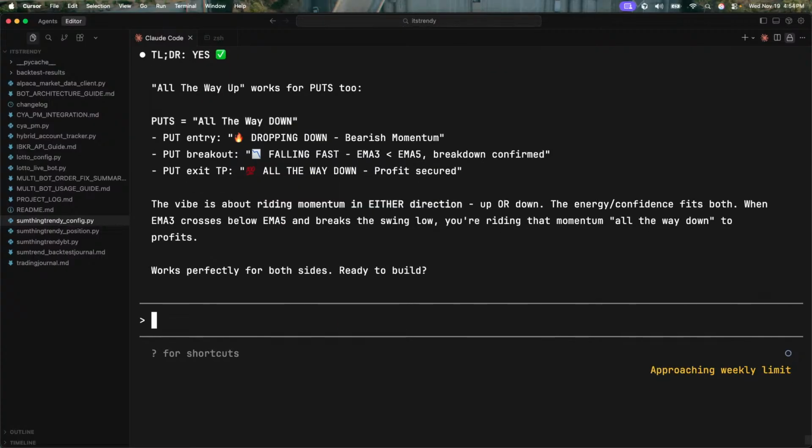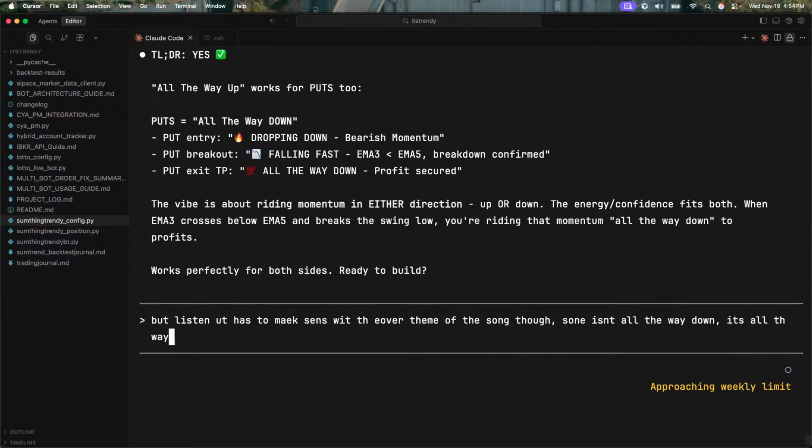But listen, it has to make sense with the overall theme of the song, though. Song isn't all the way down, it's all the way up. How can we make this work? Again, bro, what I'm doing is just extra shit. This is just style points. I could have been done with the bot, but I was like, if I'm here, let me be here. How can we make it work for this? Advise via TLDR.